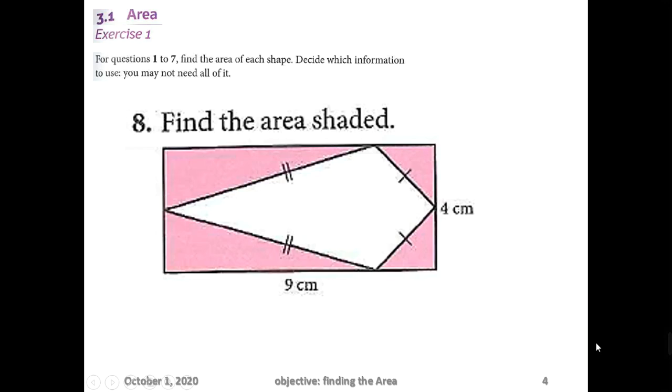I will leave this question for you to solve on your own. There is one trick in this question. When you look at the shape, you must ask yourself, how many shapes do I see? The answer is, as you can see, there is a rectangle, which is the big shape. And inside this rectangle, there is a kite. How do we know that it is a kite? Every two adjacent sides are equal.